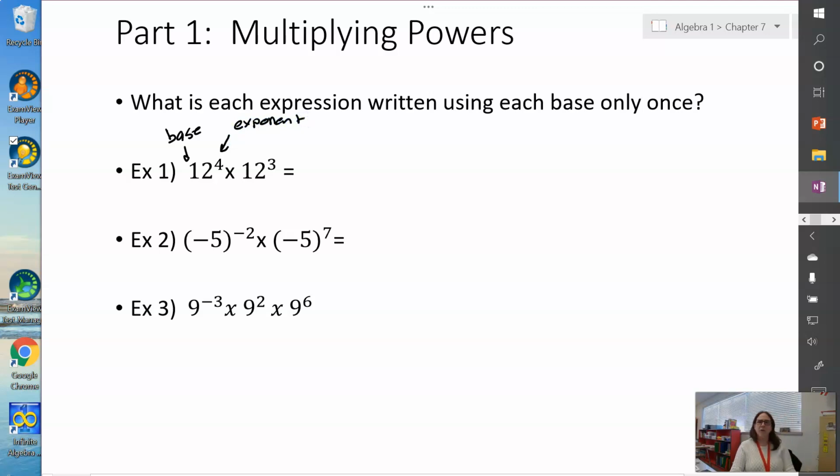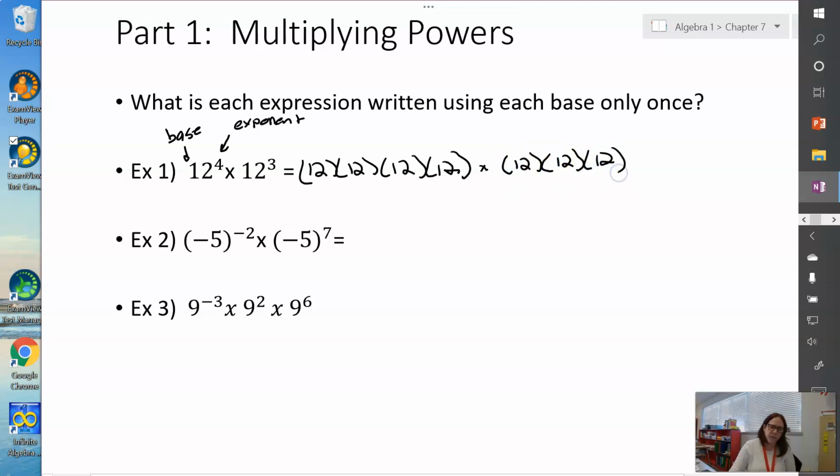When I say 12 to the 4, that means 12 times 12 times 12 times 12. That's 4 of them. And I'm going to multiply that times 12 to the 3, so I get 12 times 12 times 12. I got 3 of those. Well, how many 12s altogether? 1, 2, 3, 4, 5, 6, 7. So this equals 12 to the 7. Now let's do negative 5 to the negative 2 times negative 5 to the 7.